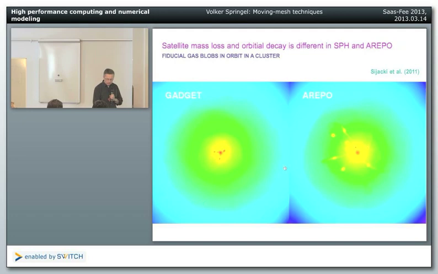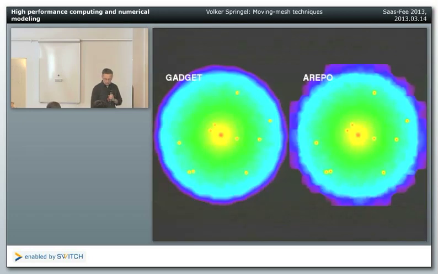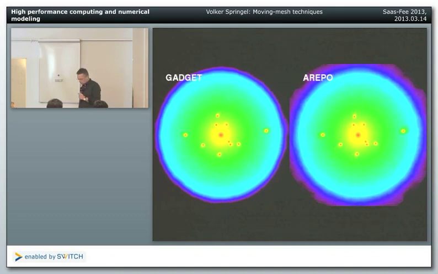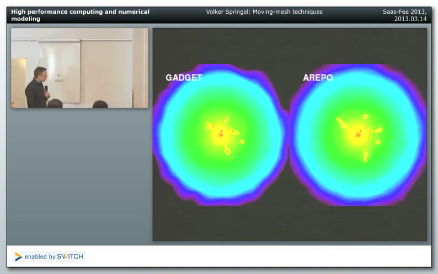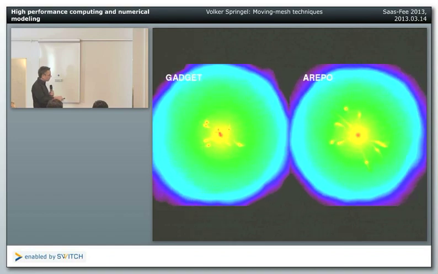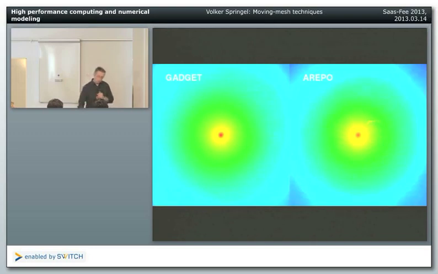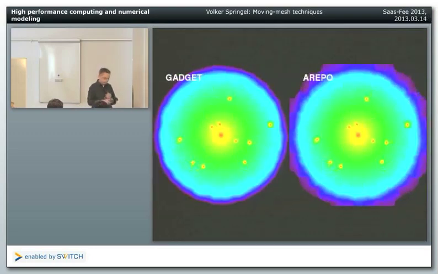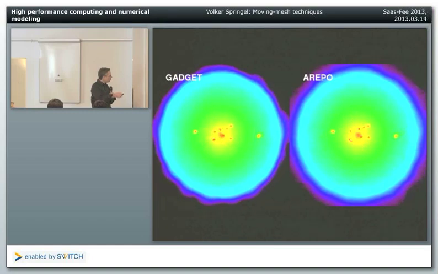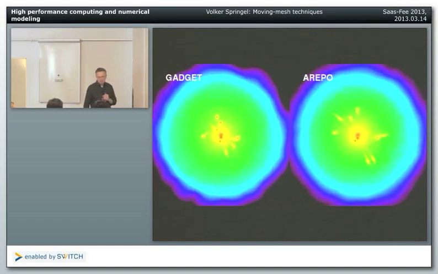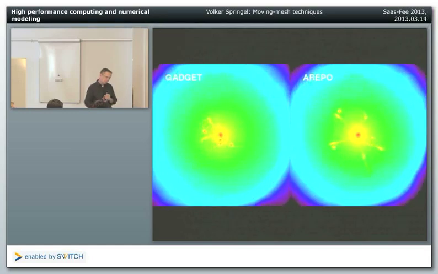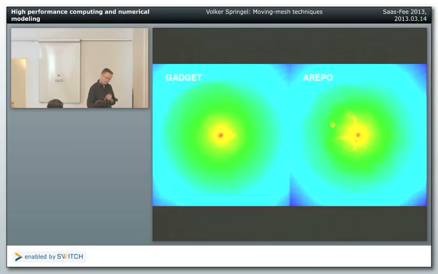You could go on forever about these comparisons, and I should just show you a few more things. This is another movie that shows a bunch of clumps that were put into a toy atmosphere, to show that there are differences in how gas is stripped, and that affects, for example, how orbits of satellites decay and how long they move around. If you look at this, you'll see that these clumps more or less fall intact into the center. There's hardly any stripping going on, and because of that, the ram pressure on them is different. That's why the orbital evolution is different.